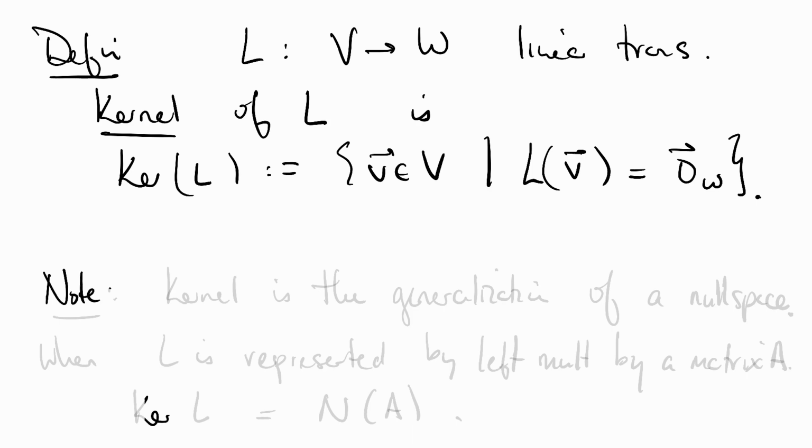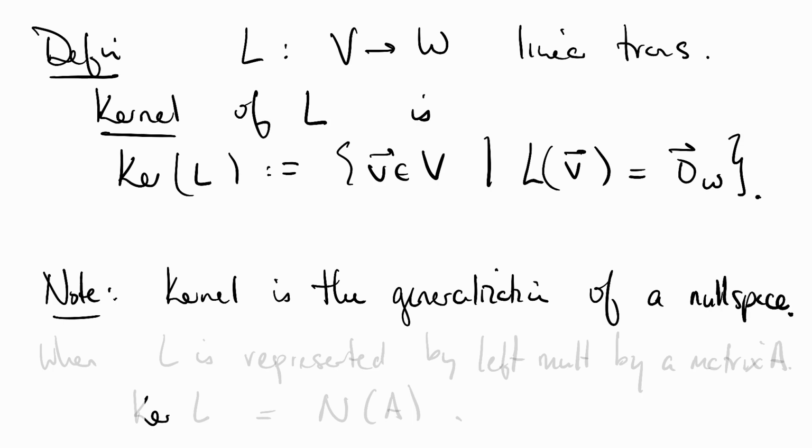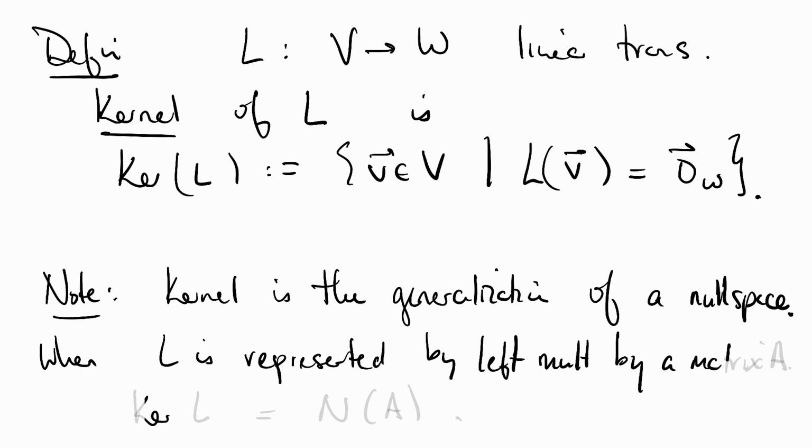Note, if this feels a little bit familiar, it's because it should feel familiar. The kernel is the generalization of the idea of a null space. So when L is represented by left multiplication by a matrix A, then the kernel of L is just the null space of A.